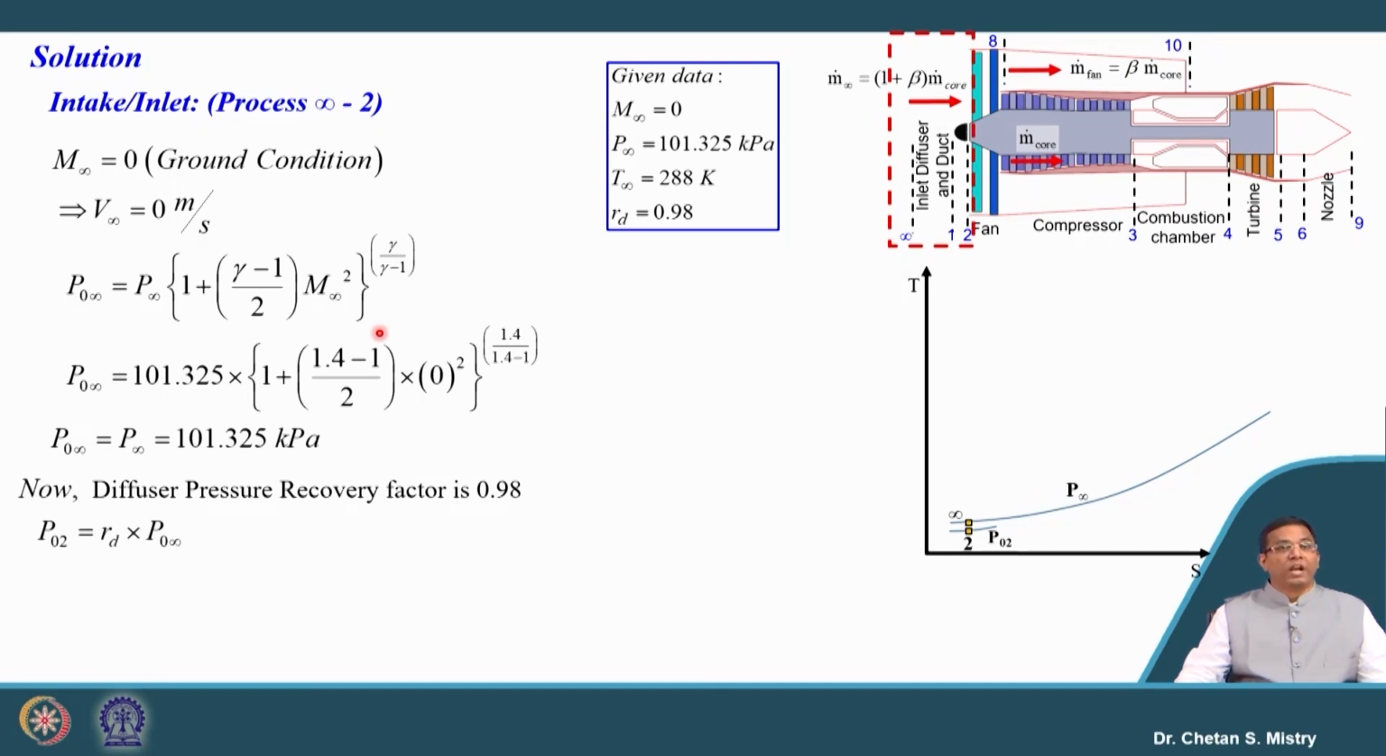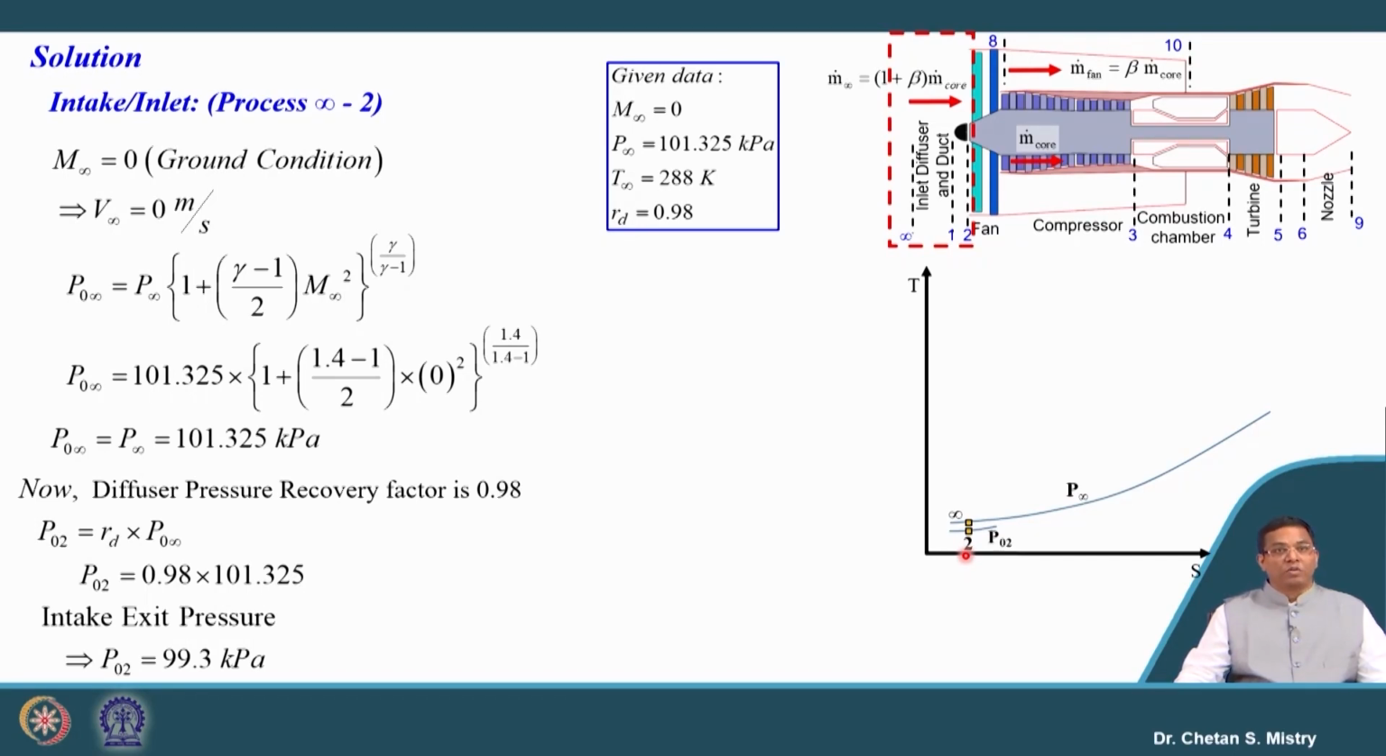So, let us put that, it is P02 by P0 infinity. Just realize the reason why we are calculating our total pressure. If we put this number as 0.98, my exit pressure comes to 99.3 kilopascal. Here on the diagram, this is my P infinity and this is representing my P02.